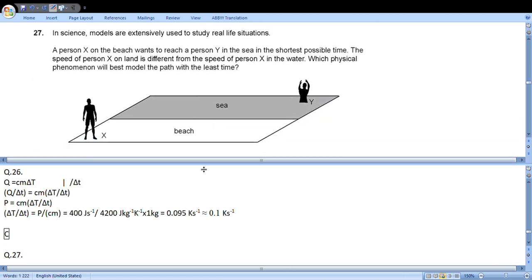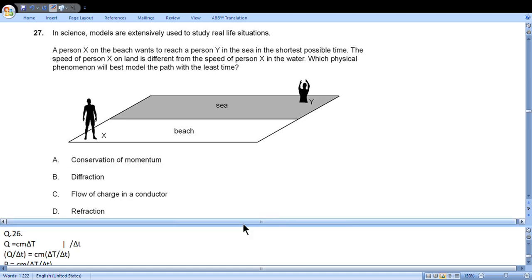That's a very strange question. In science, models are extensively used to study real-life situations. A person X on the beach wants to reach a person Y in the sea in the shortest possible time. The speed of person X on land is different from the speed of person X in water. Which physical phenomenon will best model the path with the least time?